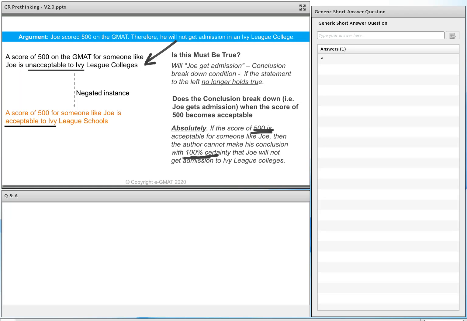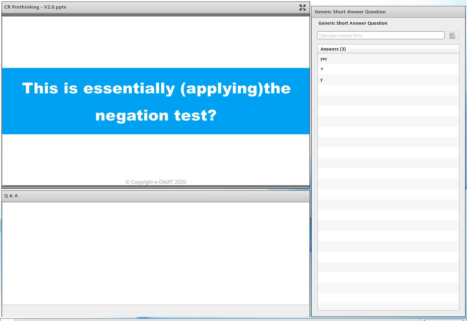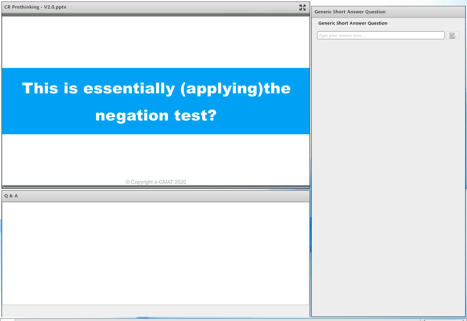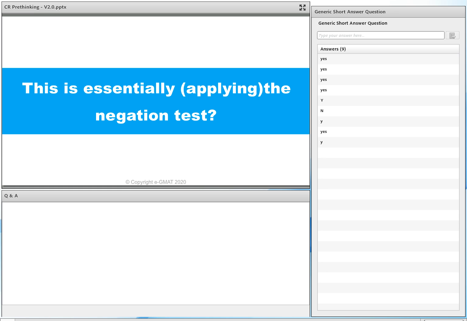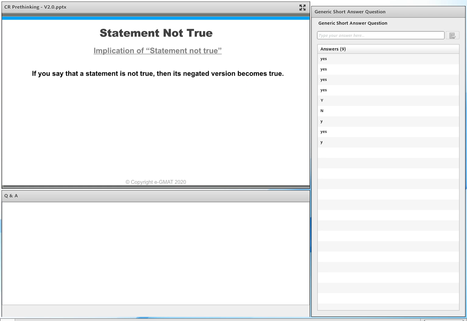Yes, no, you can type in your answers here. All right, most of you are clear. Now some of you may be wondering: if you look at a statement and say it is not true, how is it that the negated version automatically becomes true? Let's take some examples to prove that.